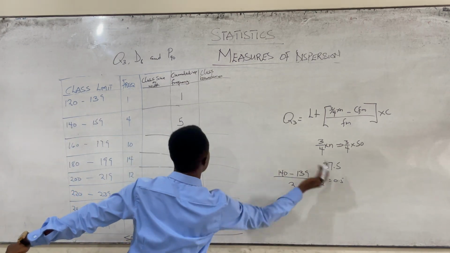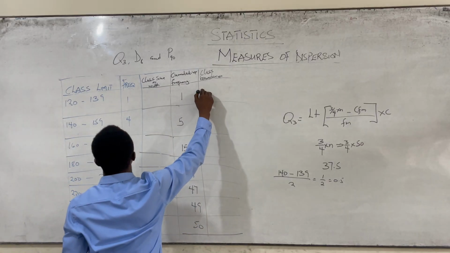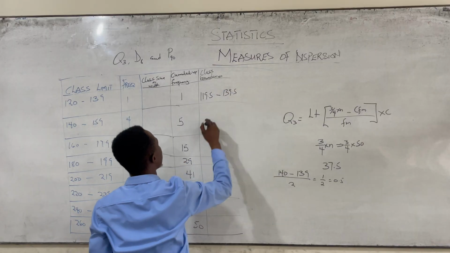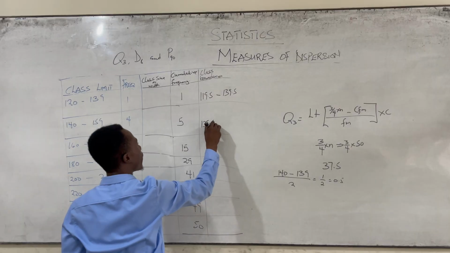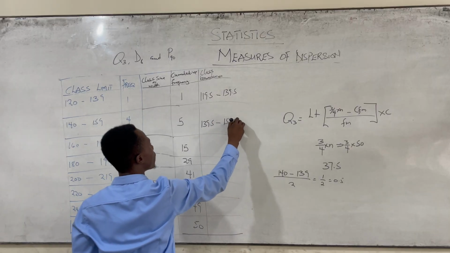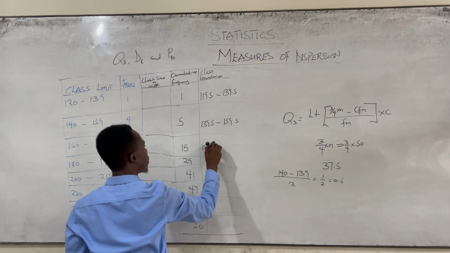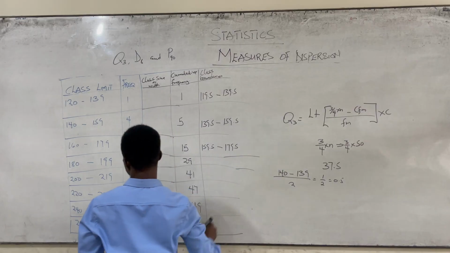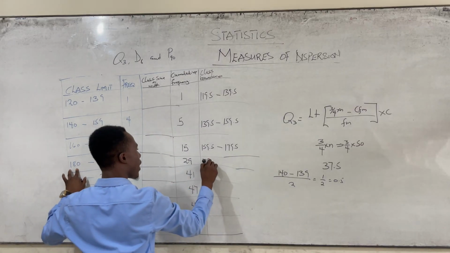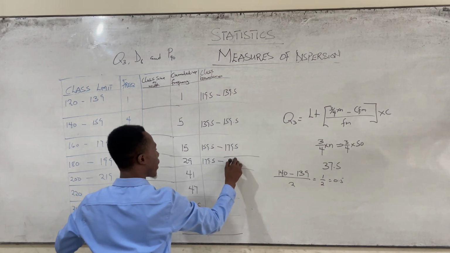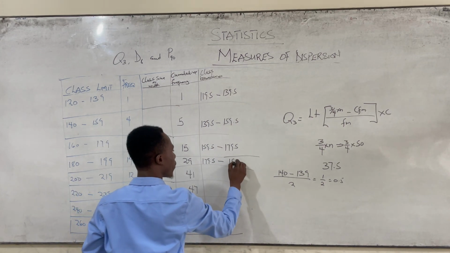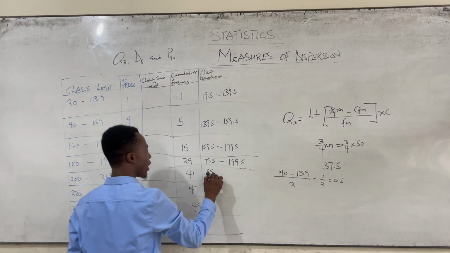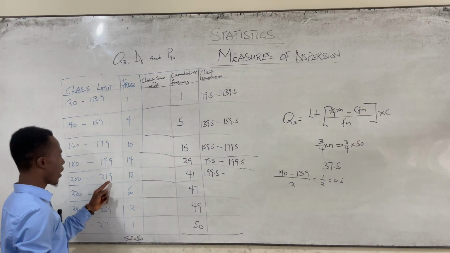So if you subtract 0.5 from this one, you get 119.5 to 139.5. Then you get 139.5 to 159.5. Then 159.5 to 179.5. Then you get 179.5 to 199.5. Okay, then this 199.5 will also come down here. 199.5 to 219.5.